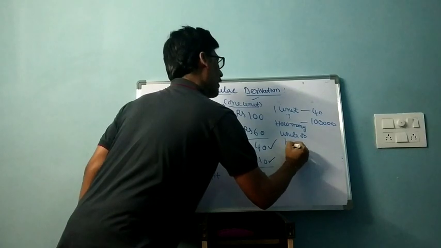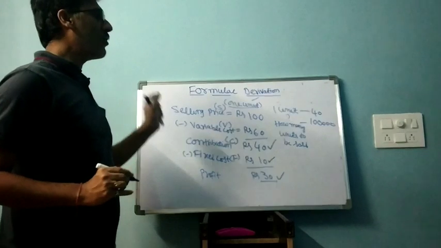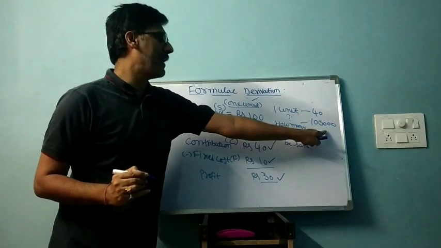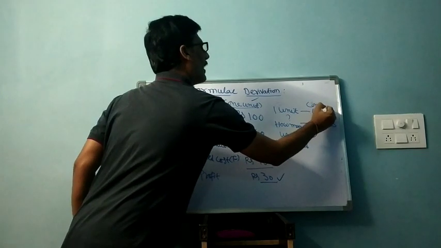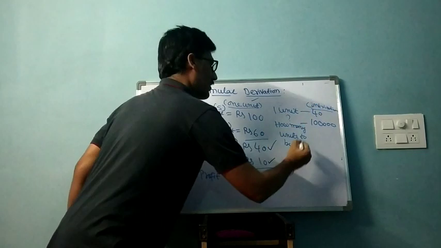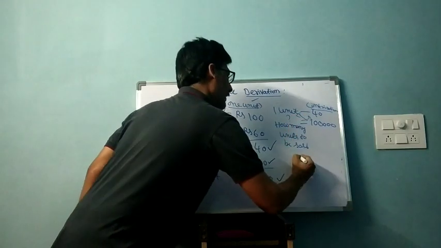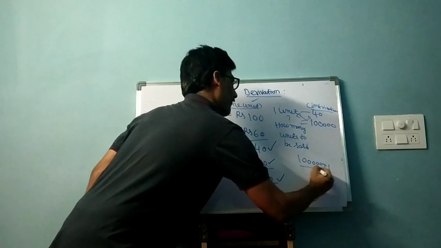The firm has to sell how many units so that the firm will get contribution which is exactly equal to 1 lakh. If you sell 1 unit, 40 rupees is the contribution. But for getting 1 lakh contribution, how many units does a firm have to sell? So cross multiplication. That means 1 lakh into 1 by 40.